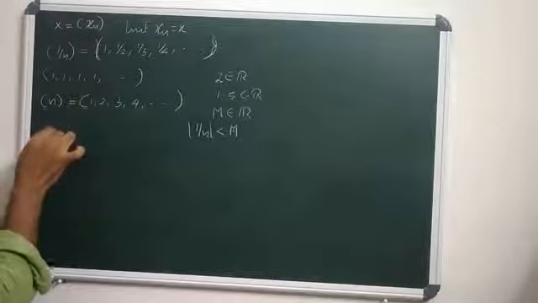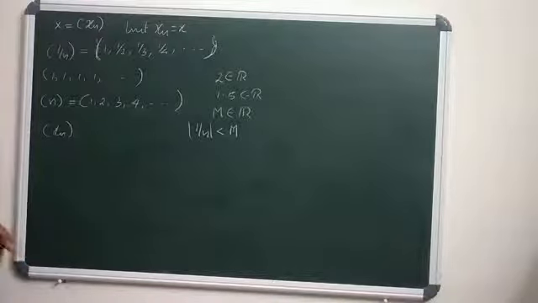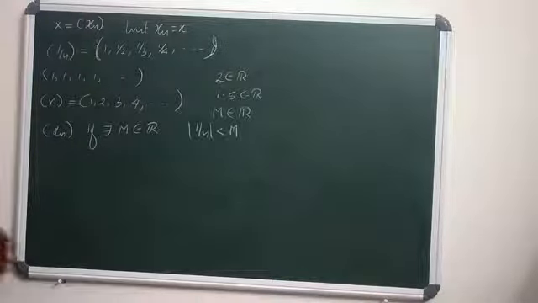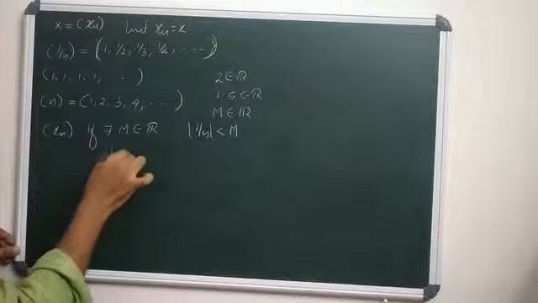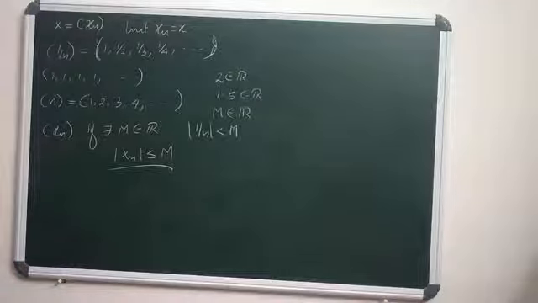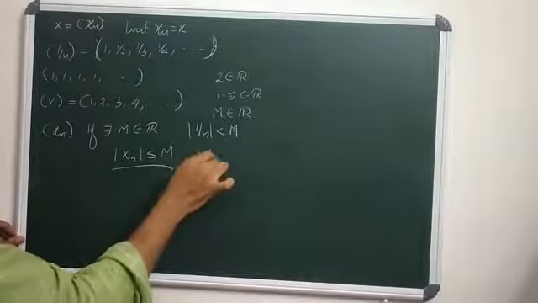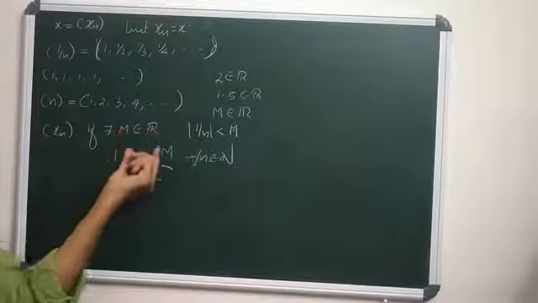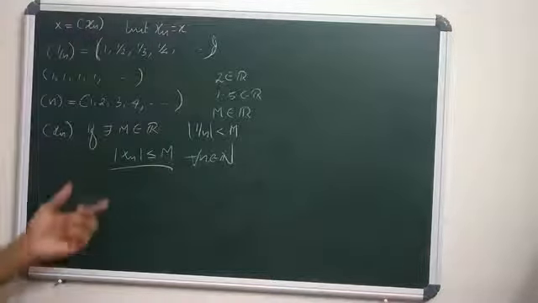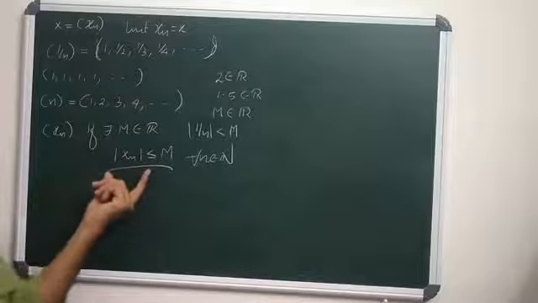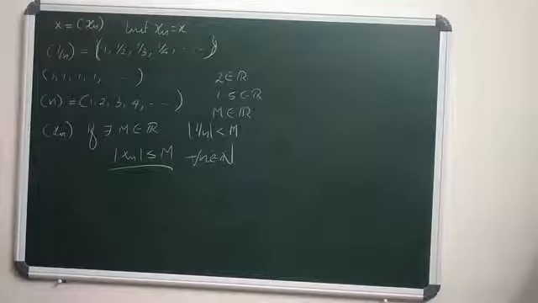So generally, a sequence x_n is said to be bounded if there exists a real number m, sufficiently large, such that modulus of x_n is less than or equal to m. This is the definition of the boundedness of a sequence. A sequence x_n is said to be a bounded sequence if there exists a real number m in R such that modulus of x_n is less than or equal to m.